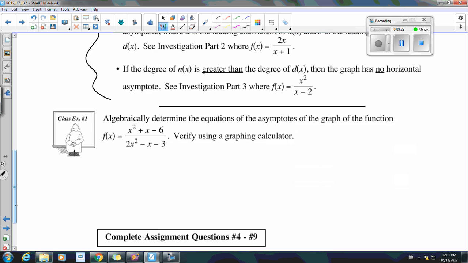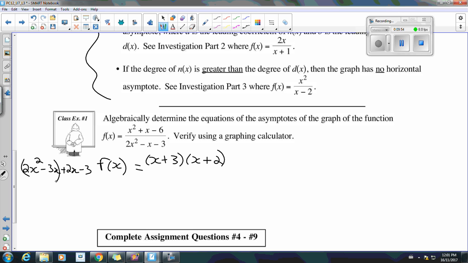So let's look at this example. Algebraically determine the equations of the asymptotes. The first thing we always need to do is factor. So x squared plus x minus 6. That's an easy one to factor. 2x squared minus x minus 3 is trickier. We're still looking for two numbers that multiply to negative 6 and add to negative 1. But now we're going to use those to split up the middle term.